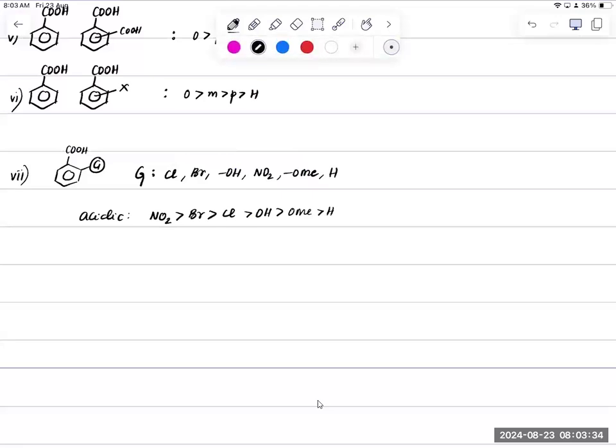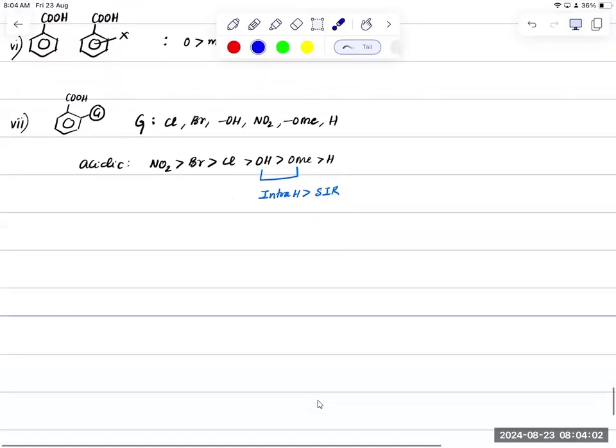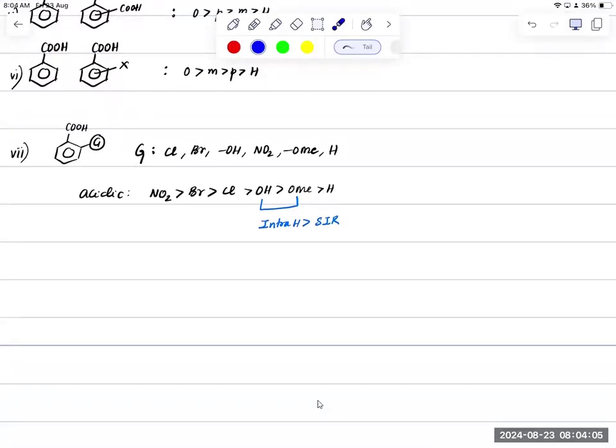So between these two, if you compare, what is the comparison here? Intra H will be dominant over SIR effect when both the effects are giving the same. I mean, OH is also donating, OCH3 is also donating. When you compare two donating, when you compare two withdrawing, in that case, comparison should be always given more priority to intra H compared to SIR effect. Clear on this logic, everybody?